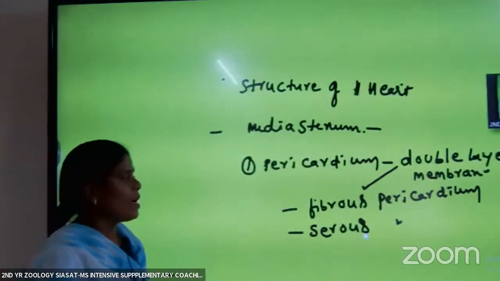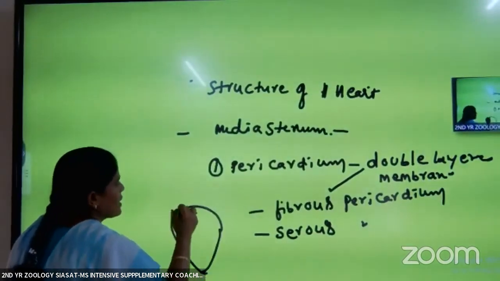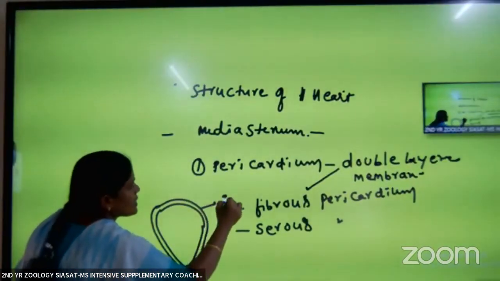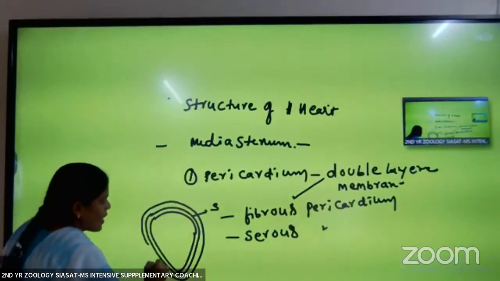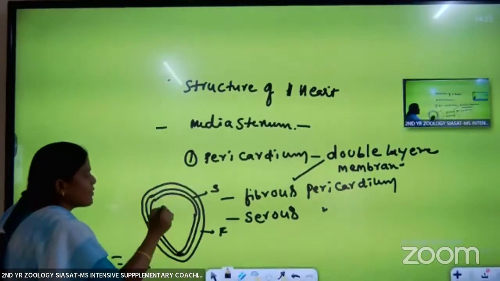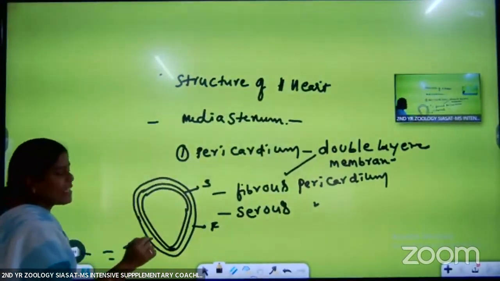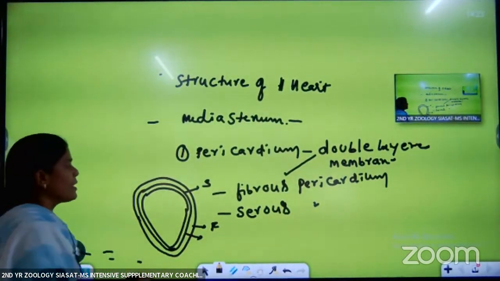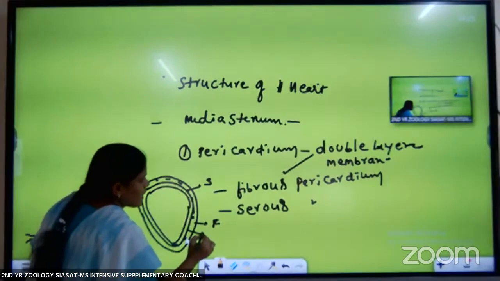For example, this one is the heart. Surrounding the heart, the protective layer is there that we call the pericardium. The inner is called the serous pericardium and the outer is called the fibrous pericardium. F means fibrous, S is serous pericardium. Between the fibrous pericardium and the serous pericardium, a cavity is present. That cavity is called the pericardial cavity. That cavity is filled by fluid, which we call the pericardial fluid.